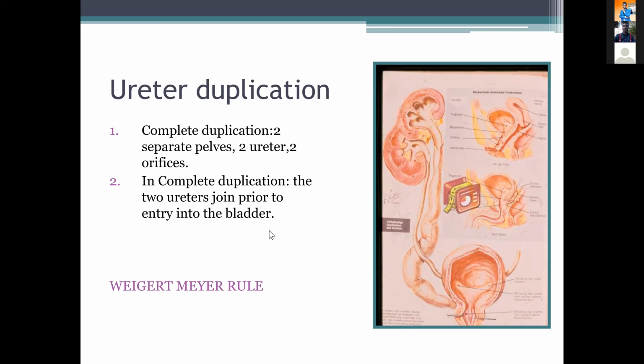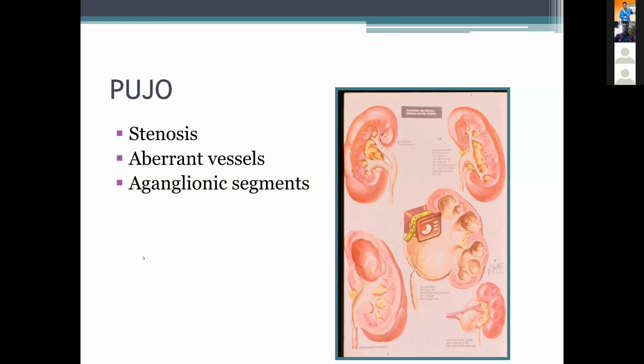And you'll meet this, that the ureter that drains the upper pole of the kidney is the one that usually gets pelvic junction obstruction. And we are saying that you can have stenosis, aberrant vessels, and a ganglionic segment.